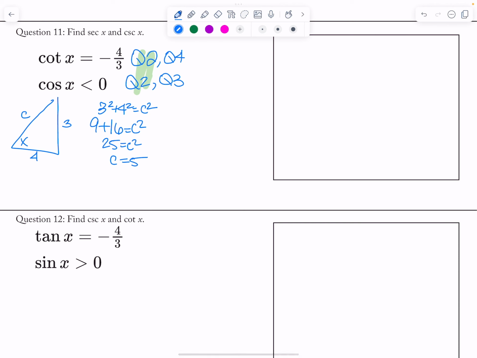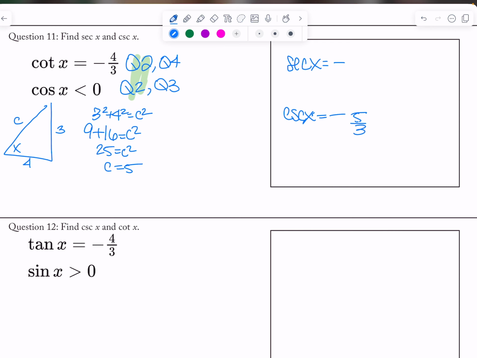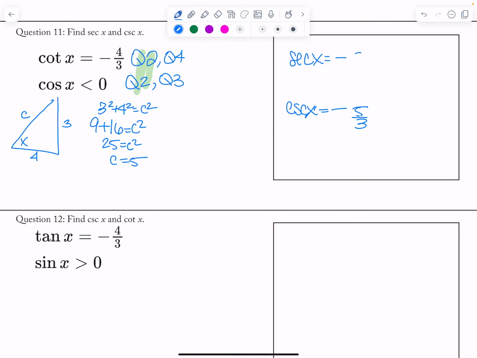Now I wanted secant of x and cosecant of x. I'm in quadrant 2, which makes both of these negative. For cosecant, I'm looking at 5 over 3. And then my secant is hypotenuse, which is 5, over my adjacent side, which is 4. Okay? And that is all the odd numbered questions for this lesson.